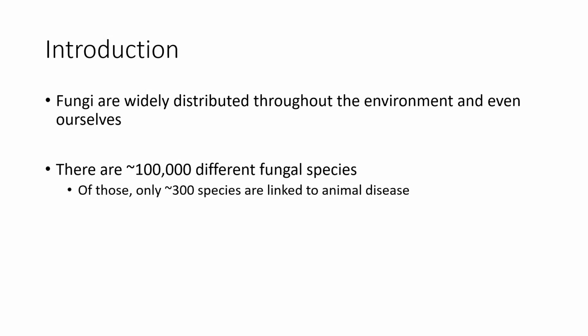So fungi are everywhere. They're in all environments, and they're even on ourselves. There are over 100,000 different fungal species. Usually these different fungal species are known to be pathogens to plants, and there are bunches and bunches of plant pathogens. But for today, we're looking at pathogens of animals, right? Of those, it's a smaller bunch. It's only around 300 species that are actually linked to causing animal disease.